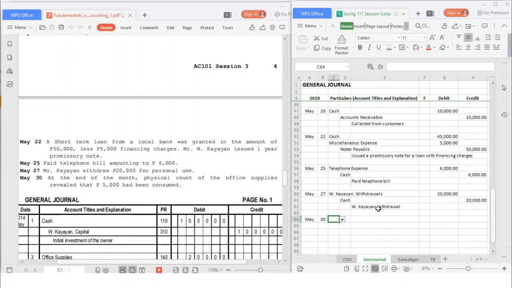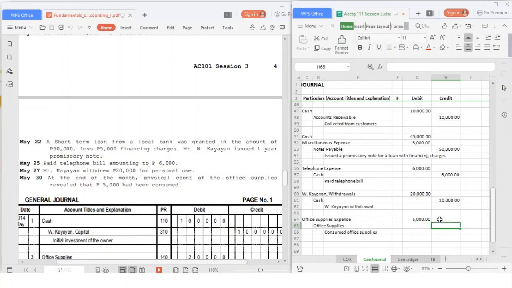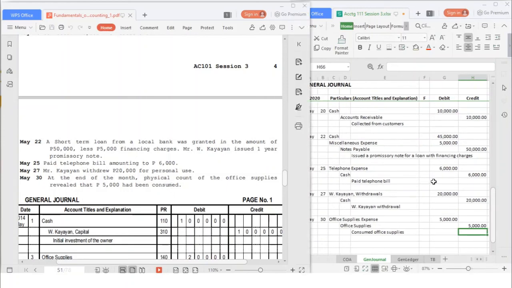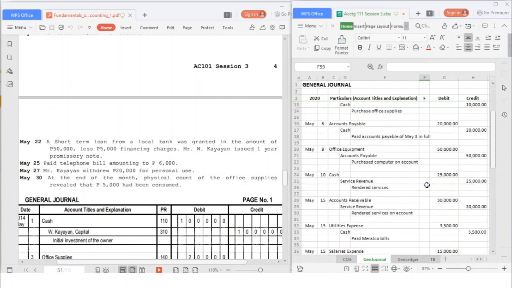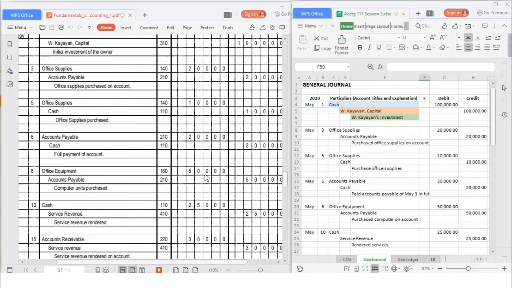So, there is a decrease in your office supply. Kay imo namang nagamit. But there is a decrease in your office supply and there is an increase in your office supplies expense. So, debit kag office supplies expense and credit ka og office supplies. So, kani consumed, so we have the amount of 5,000. So, this is how you journalize. Kani siya. So, we also have a copy here.